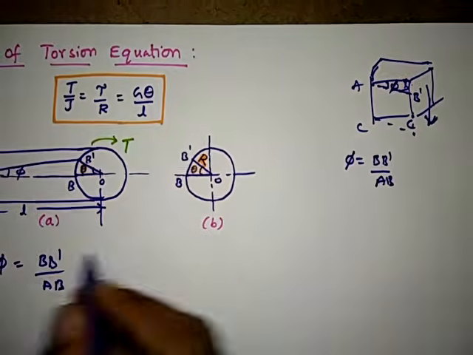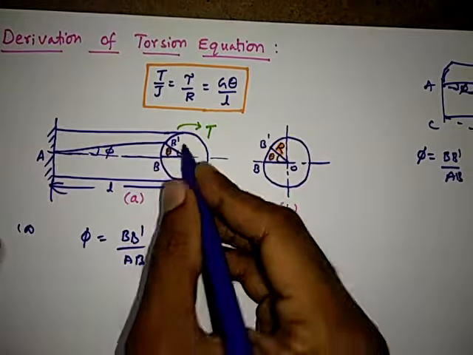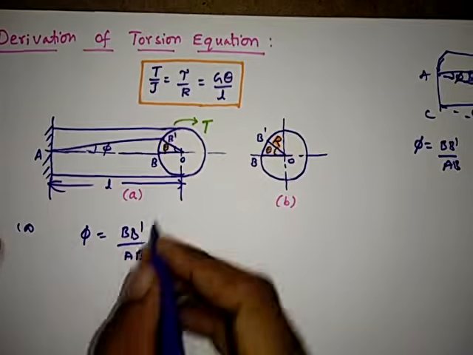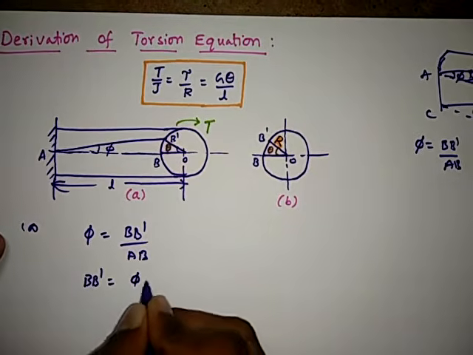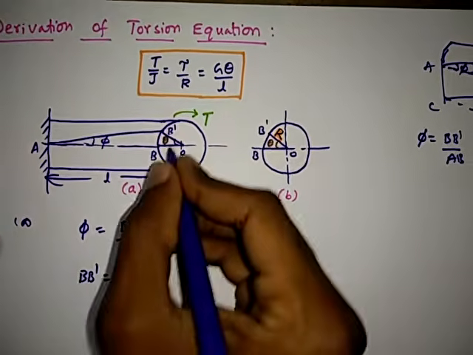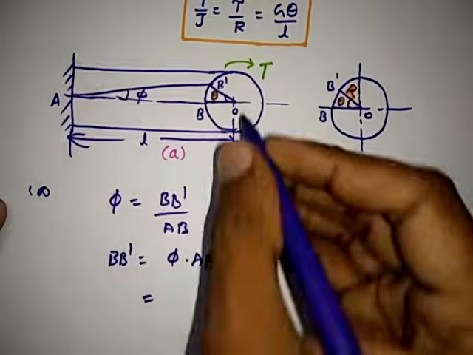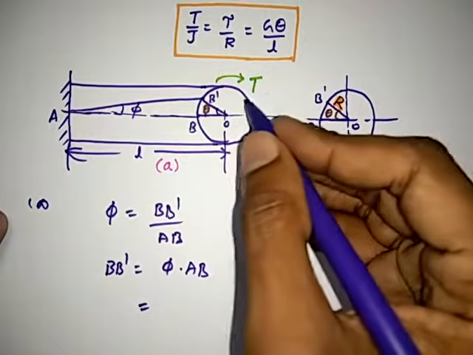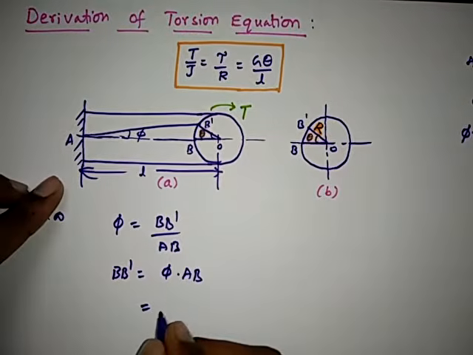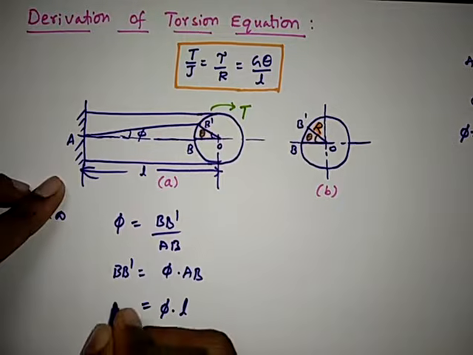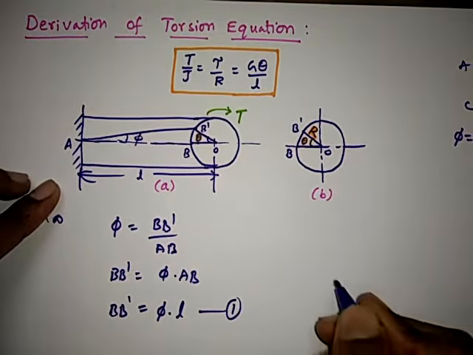So here the shear strain in this plane is phi is equal to B dash by AB. If I write for B dash, it is phi into AB, but AB is nothing but the length of the shaft here. This is the side view, but here AB will be the length of the shaft, clear. So this is phi into L, that is B dash. Let us take it as equation number 1.